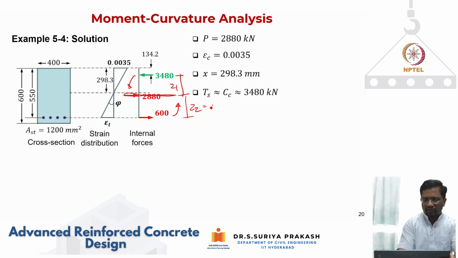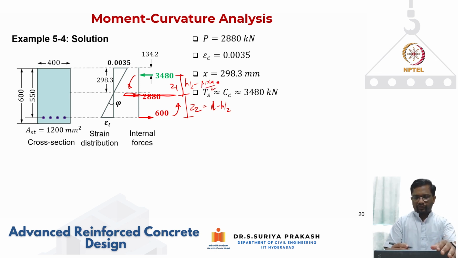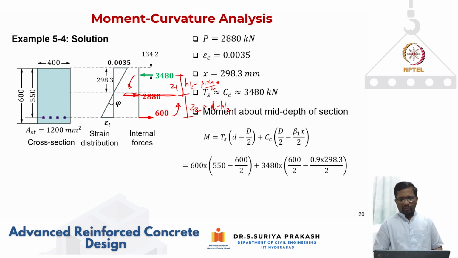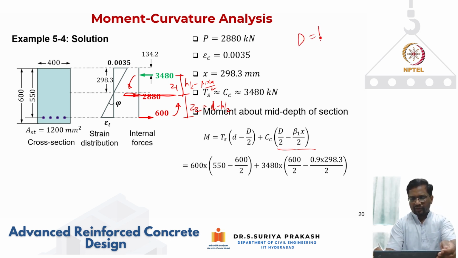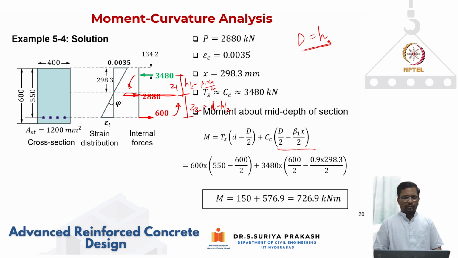Z2 is nothing but d minus h by 2. So what is Z1? Again, it's going to be h by 2 minus beta 1 xu by 2. Okay, so we have done that. So if you go back to moment about depth, this is what it is. Here I've taken d and h are same. Okay, I've taken d equal to h. Both are same. If you do that, you get a moment resistance of about 726.9 kilonewton meter.